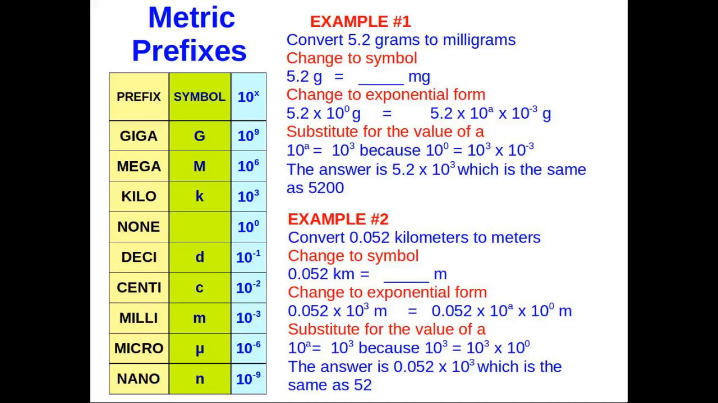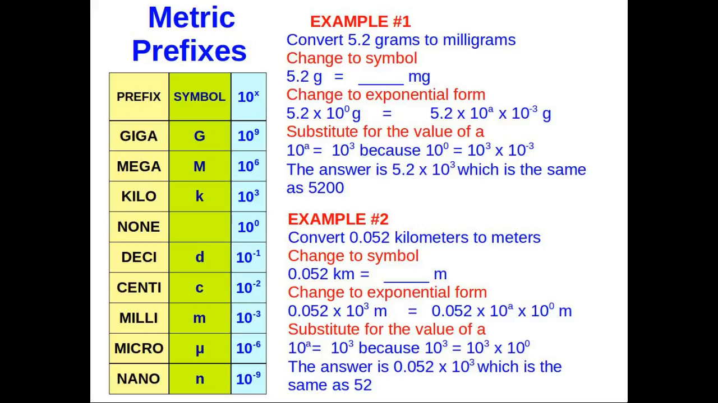Example number 1. Convert 5.2 grams to milligrams. Step A. Change to symbols. 5.2 g is equal to blank mg. Step B. Change to exponential form. 5.2 times 10 to the 0 g is equal to 5.2 times 10 to the A times 10 to the negative 3.